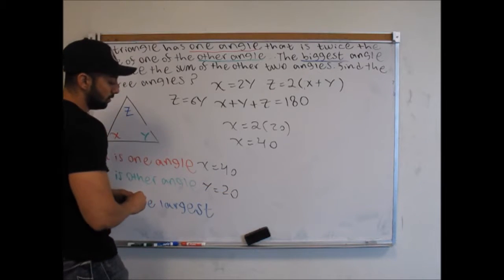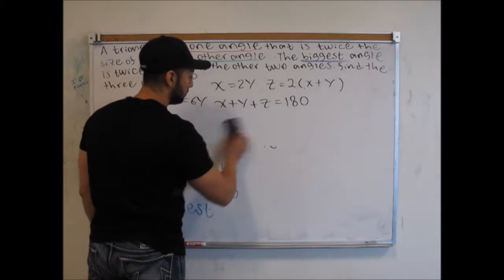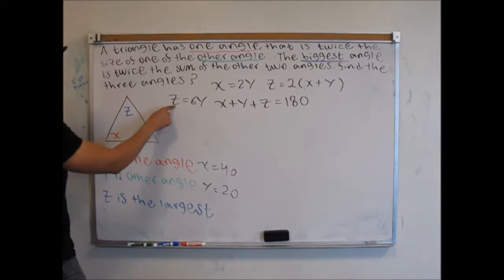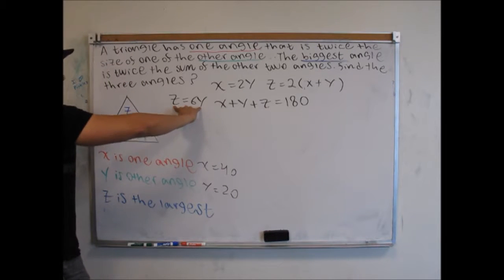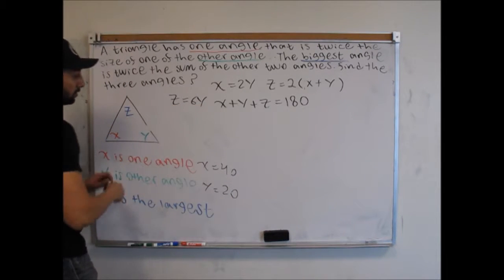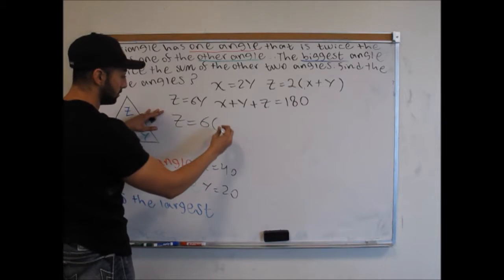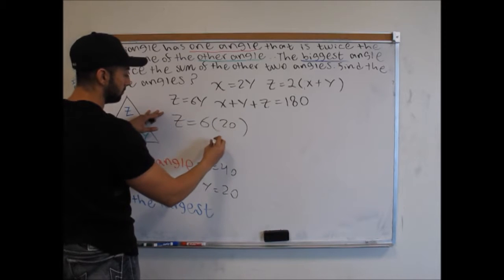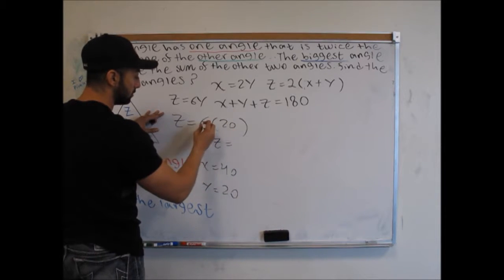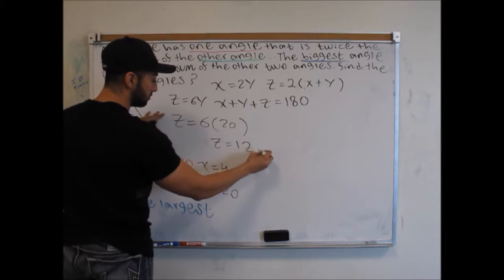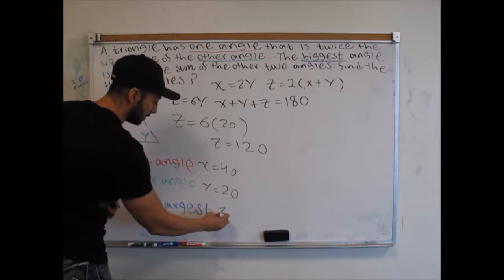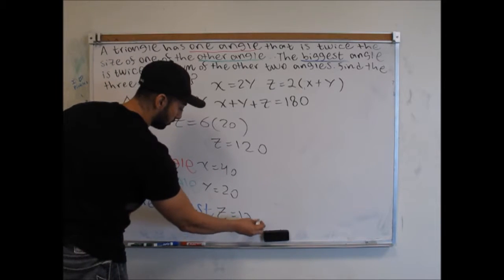Y equals 20. We just need to find the last angle now. Our last angle was z. It has a relationship with y, and I know what y is equal to, it's 20. So going off this, z is equal to 6, y is 20. So then z is equal to 2 times 6 is 12, and the extra 0 is 120. So then we get z is equal to 120.